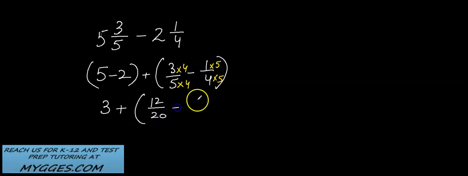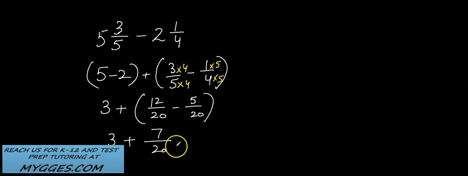So that would be equal to 12/20 minus 5/20. So 3 plus 12 minus 5 over 20 gives us 7/20. So our final answer would be 3 and 7/20.